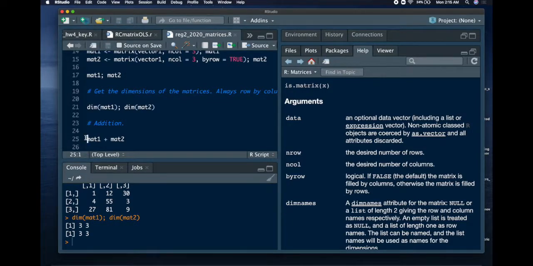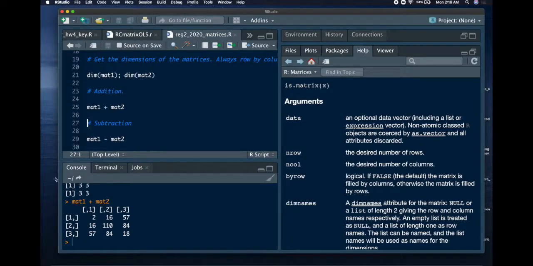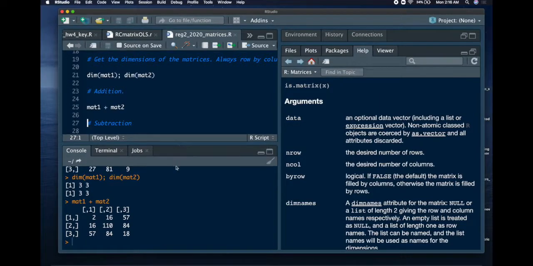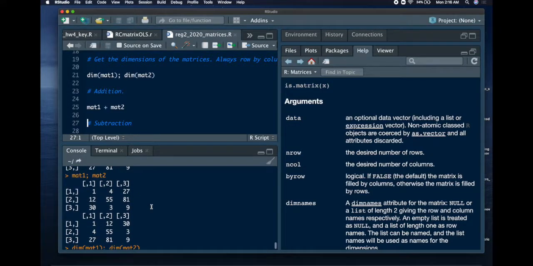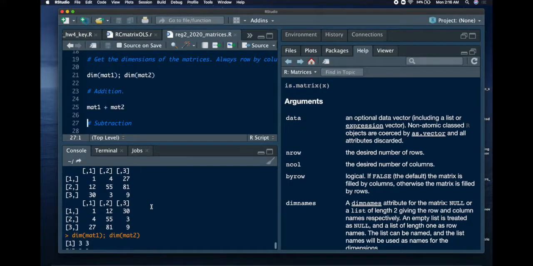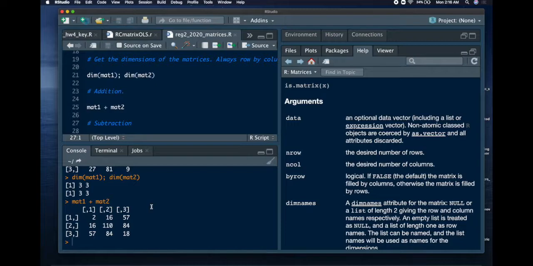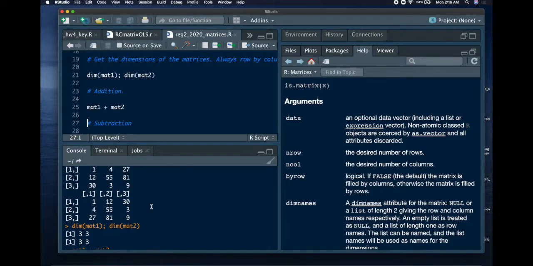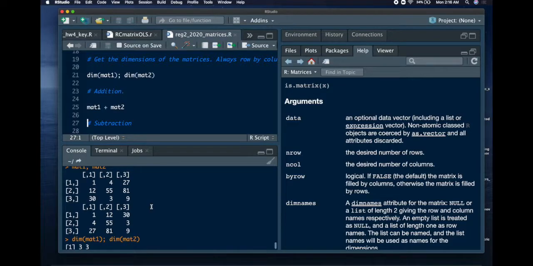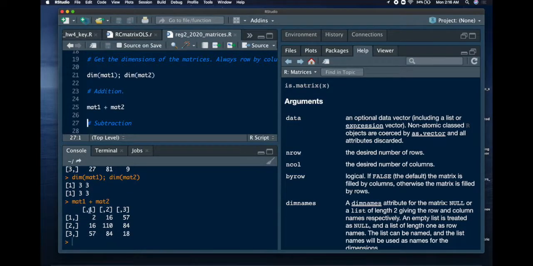Let's see. We're going to do some basic arithmetic with functions. We're going to take mat 1 and add it to mat 2. So we've added mat 1 to mat 2. These two matrices right here added together. You do element by element addition. You can see row 1, column 1 plus row 1, column 1 equals row 1, column 1 of the new additive matrix. We can do subtraction and do the same thing.